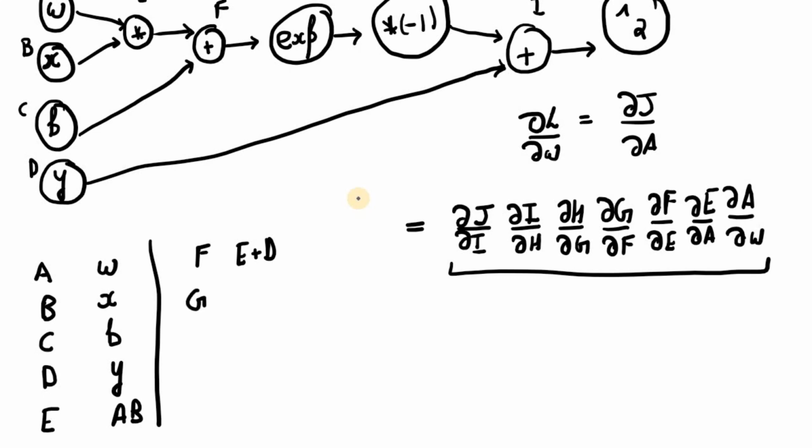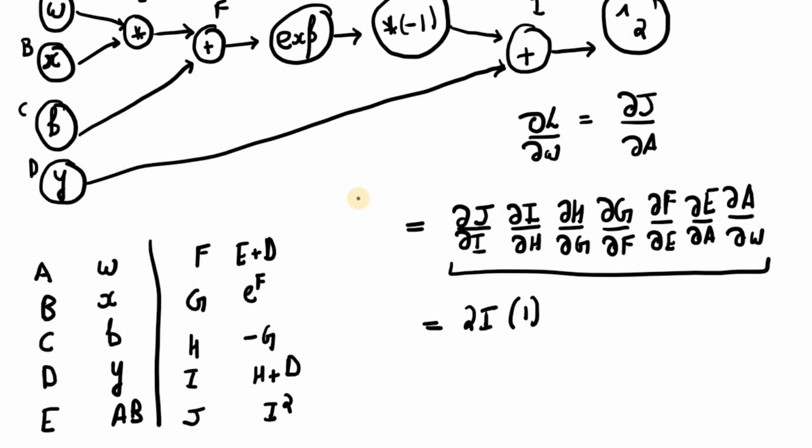We can write G, which is equal to e raised to F. And H is minus G, and I is H plus D, and eventually J is I squared. Now, if I just try to do the differentiation over here, del J by del I will give you twice of I. Del I by del H will give you just 1. We have to just focus on the relationship between J and I squared, so if I do the differentiation, I'm just going to get twice of I over here.